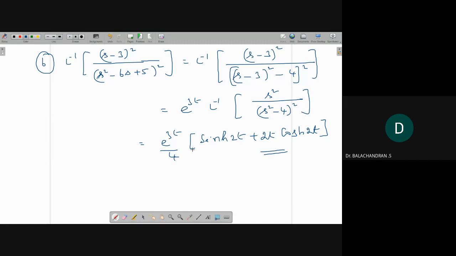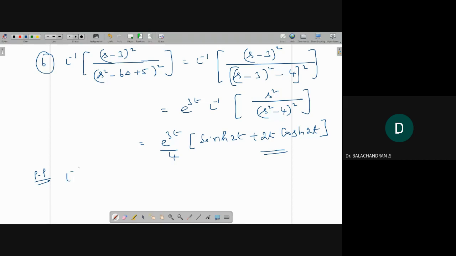Okay. And then I will give some practice problems of this type, and then I will go to the next type. The practice problems are, so try to solve these problems.